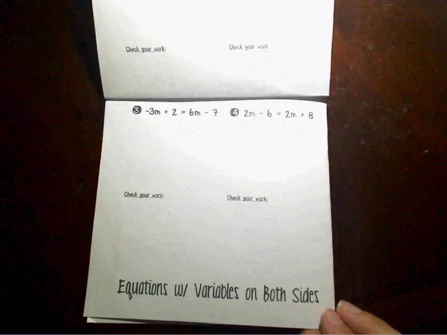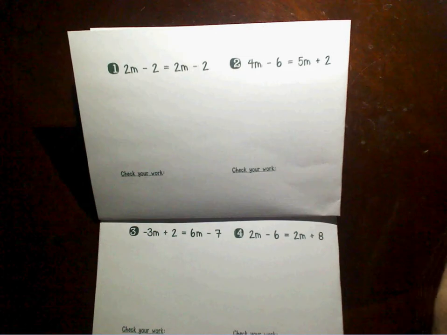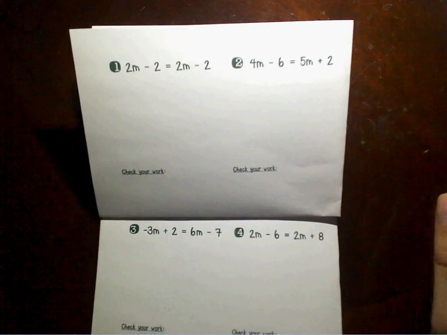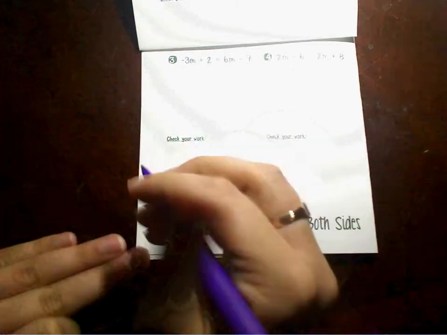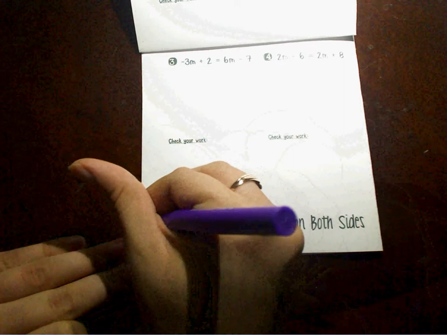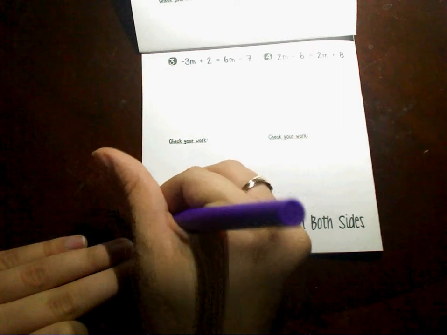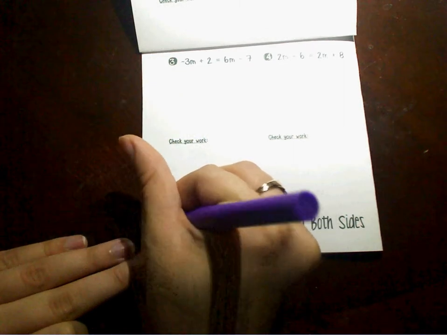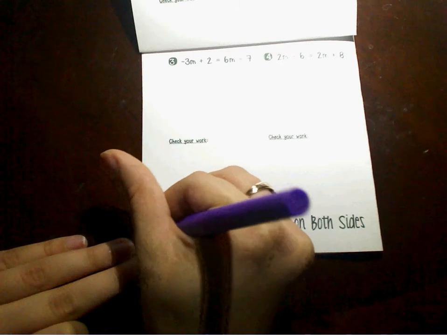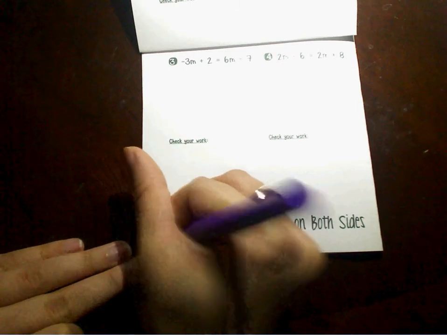Turn your book to equations with variables on both sides. You should see these 4 problems, and these are the 4 problems we're going to look at. As we go through these, some things I want you to keep in mind. The first thing we're going to do is, if we have to, combine like terms. I know they don't give us a lot of room to write these notes.